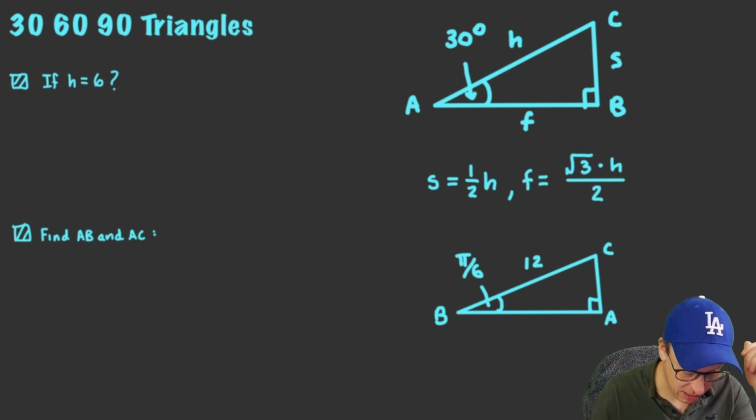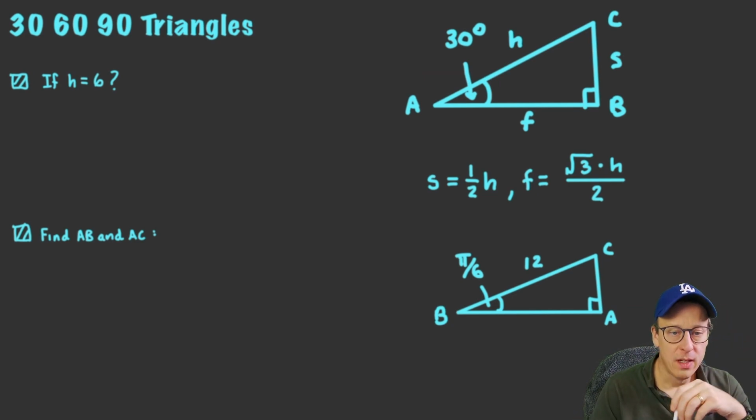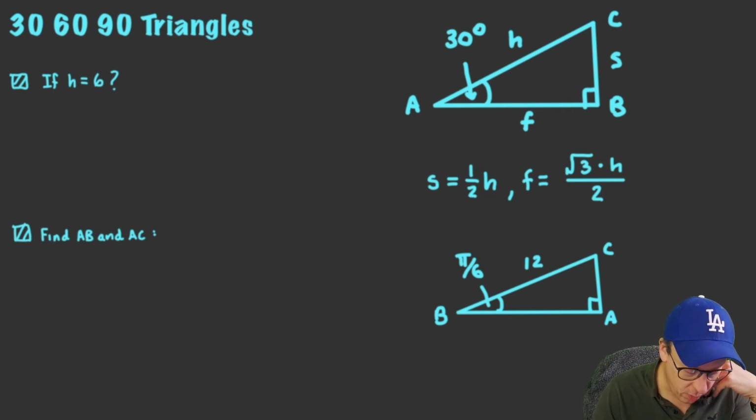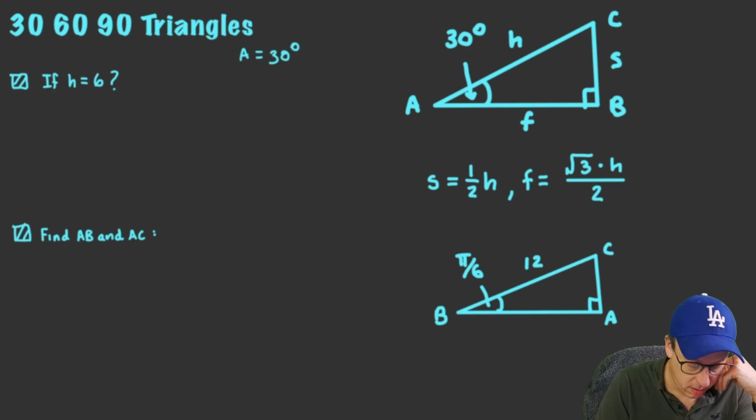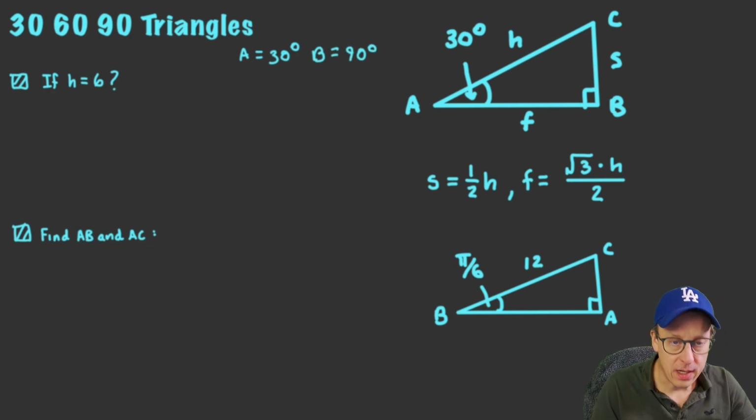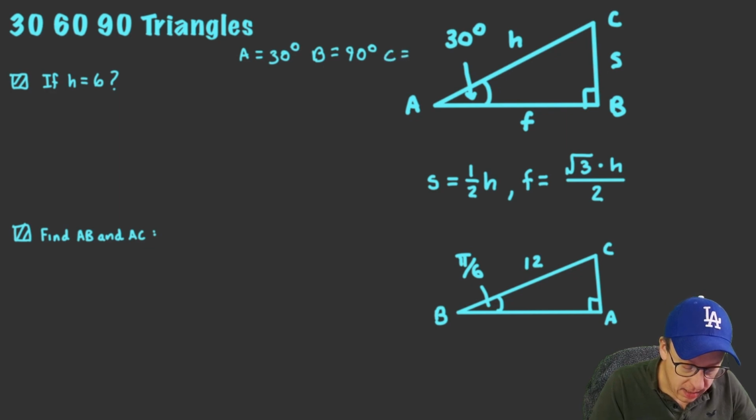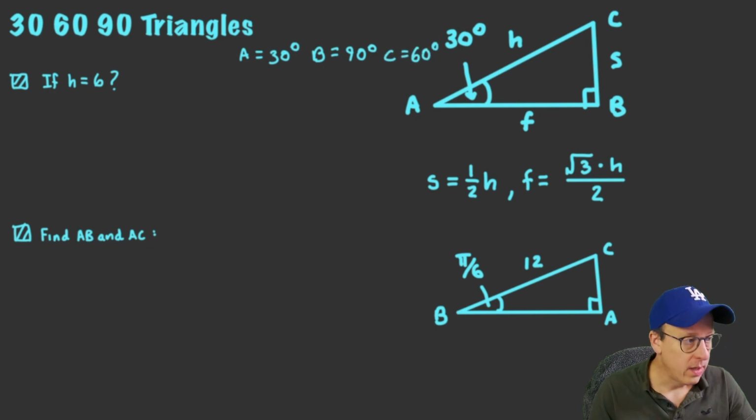Okay, where was I at? Okay, 30, 60, 90 triangles. In this circumstance, with a 30, 60, 90 triangle, A is going to be equal to 30 degrees, B, of course, is going to be equal to 90 degrees, and C is going to be equal to 60 degrees.